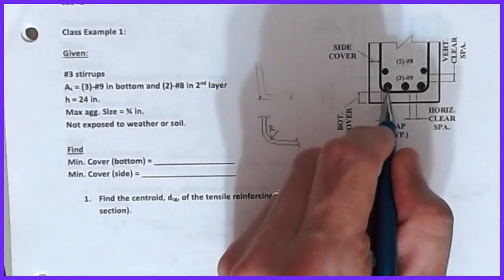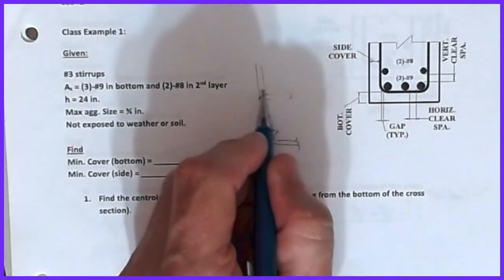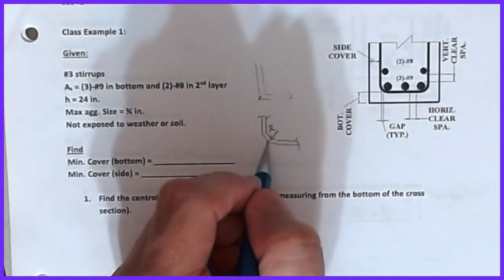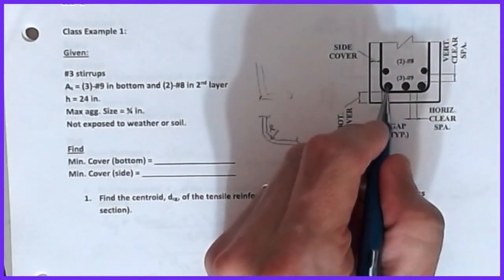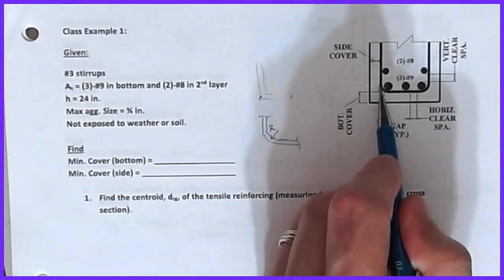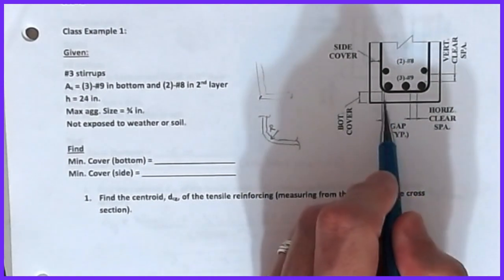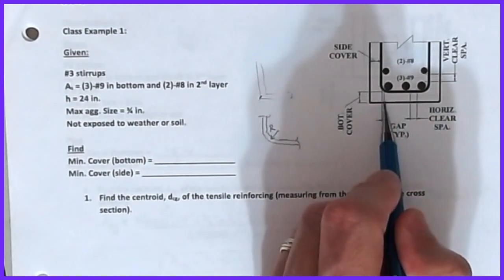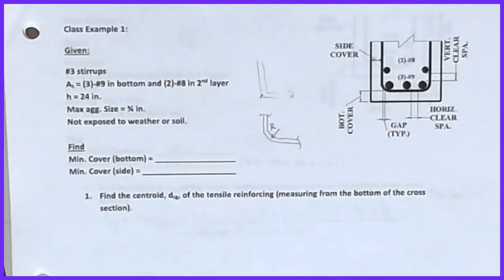If I try to take this bar and line it up so that it's all the way over, this guy becomes a collision point. So there's a little bit of a gap, you can see it in that picture, between the outer edge of this bar and the inside edge of the stirrup. I can't get all the way over because of that gap distance. That's the gap that we're talking about.